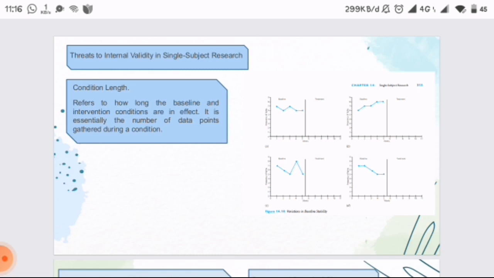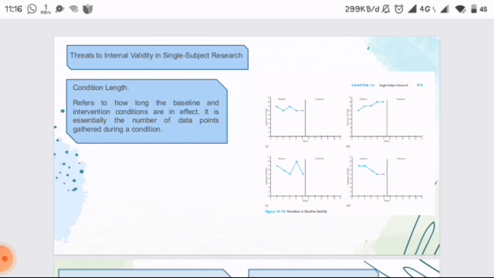So let us discuss. The first is condition length. It refers to how long the baseline and intervention conditions are in effect. It is essentially the number of data points gathered during a condition.